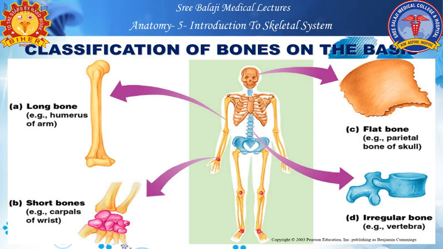Examples for a long bone are the femur or humerus. Examples for a short bone, or the bones which are cuboidal in shape, are the carpal bones and the tarsal bones. Examples for flat bones are the skull bones, scapula, sternum, etc. Irregular bones are the vertebrae.